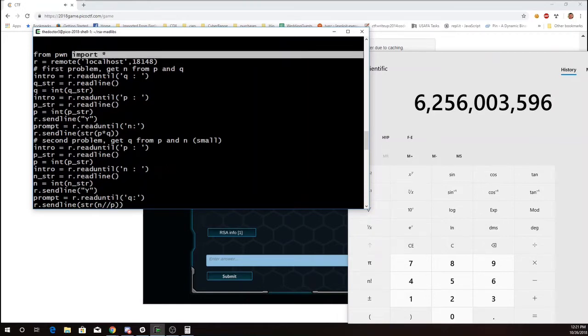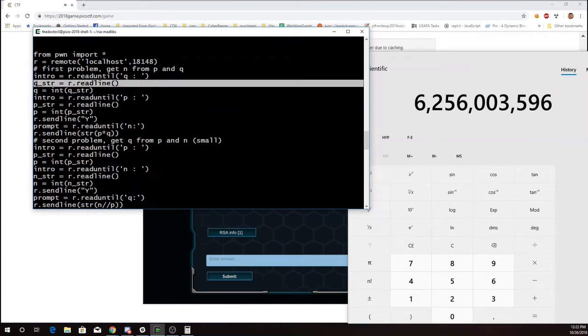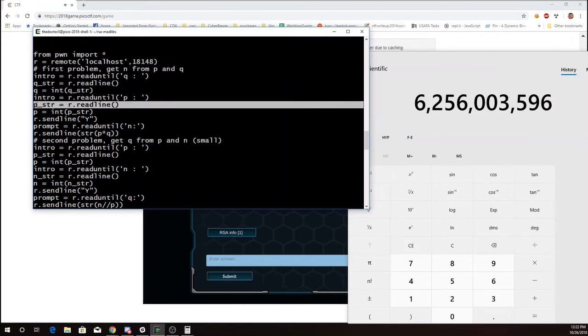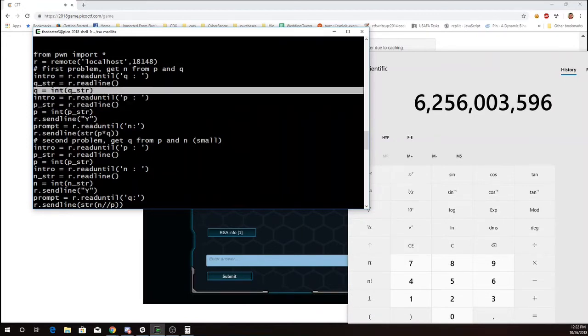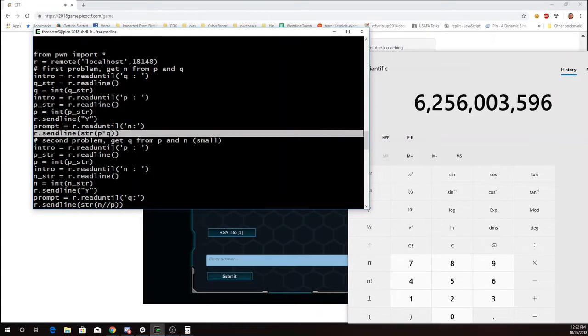I'm using Pwn Tools, which makes it really convenient for me to interact with this socket at port 18148. I read until I get the prompt for Q. I read until I get the prompt for P. I then read the rest of that as a string and convert it to the integers P and Q. I say, yes, I can solve that problem. I read until I get the prompt for N, and I send P times Q.